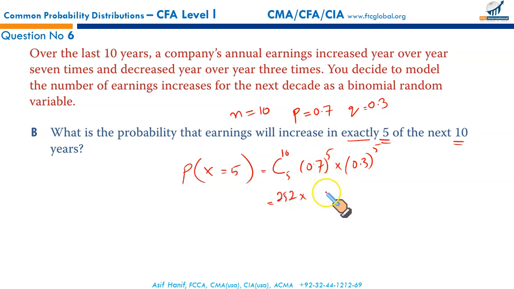0.7 raised to the power 5 is going to be 0.16807, and this one, 0.3 raised to the power 5, would give you 0.000243. So if you multiply and simplify them all, you will get around 10.2919%, or simply 10.29%. That's all.